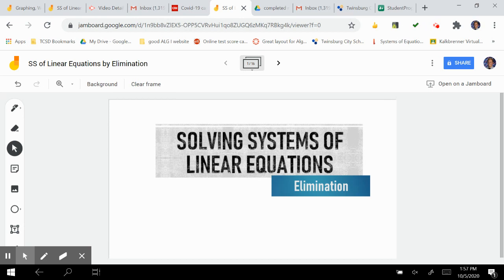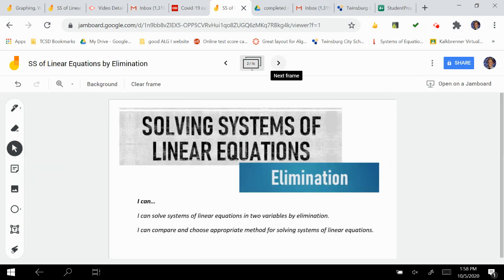Today's lesson is solving systems of linear equations, elimination style. Last time we talked about substitution and checking with graphing, and today is a little bit more of the algebra portion. We are going to do elimination, which I think a lot of us will like because it's quick, fast math. After today, I can solve systems of linear equations in two variables by elimination, and I can compare and choose an appropriate method of solving systems of linear equations based off what is given.